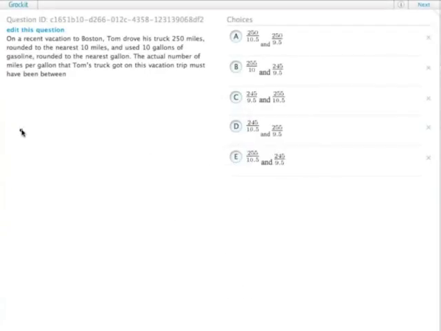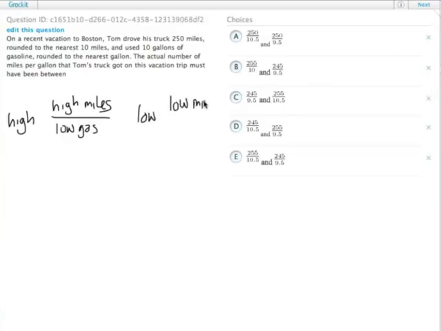So we have a rounding problem with Tom's trip to Boston, and both his miles and his gallons are being rounded. So we need to figure out the actual number of miles per gallon. The high efficiency end of his miles per gallon would be the highest number of miles and the lowest amount of gas, whereas the low end of things would be the lowest number of miles using the highest amount of gas.